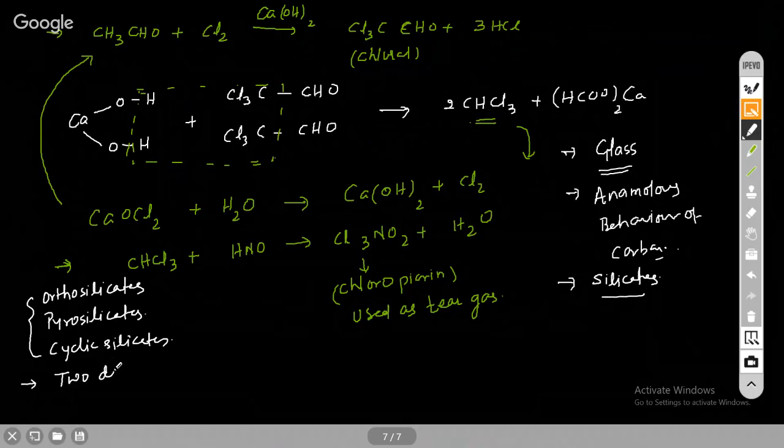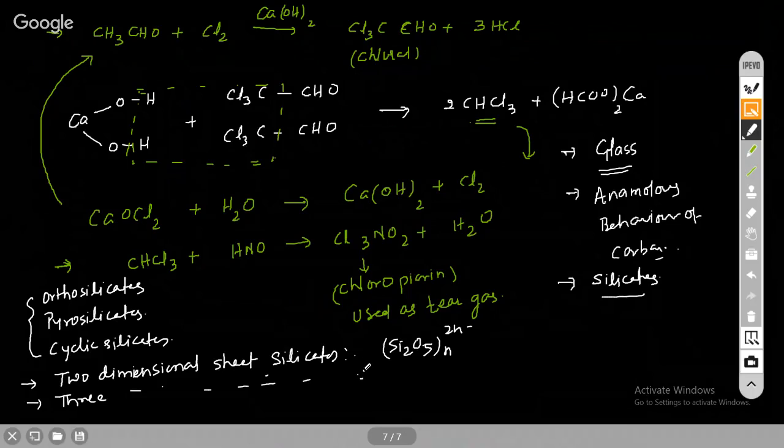So two-dimensional sheet silicates. In this there are two types, right, whose general form is Si2O5 to the power 2n minus. Similarly, we have the next one, which is three-dimensional silicates.